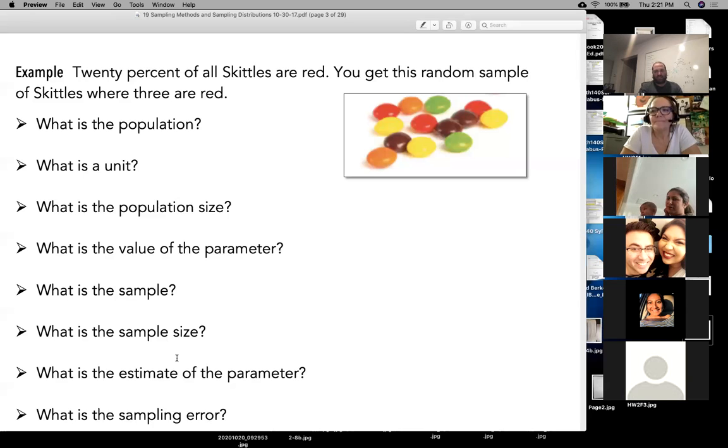No, that was correct. That was not an X. Who X'd me out? Okay, that should be done. Ding, ding. So that was correct. The population is all Skittles in existence.